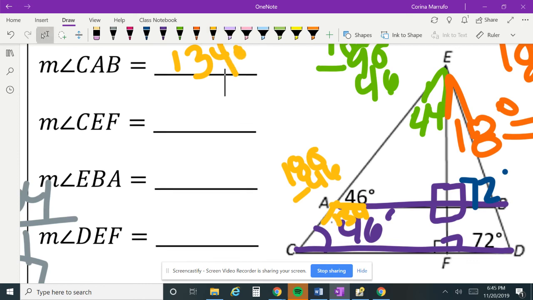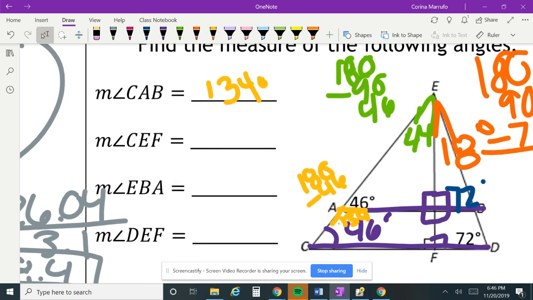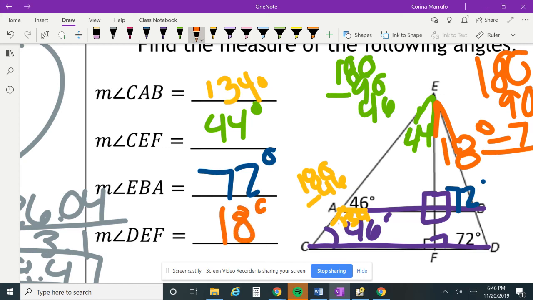And then CEF. So CEF is this green angle that we found right here. That one we said was 44. And then we have E to B to A. That one we said is 72. And last is DEF, which is the orange angle in there, which is 18.